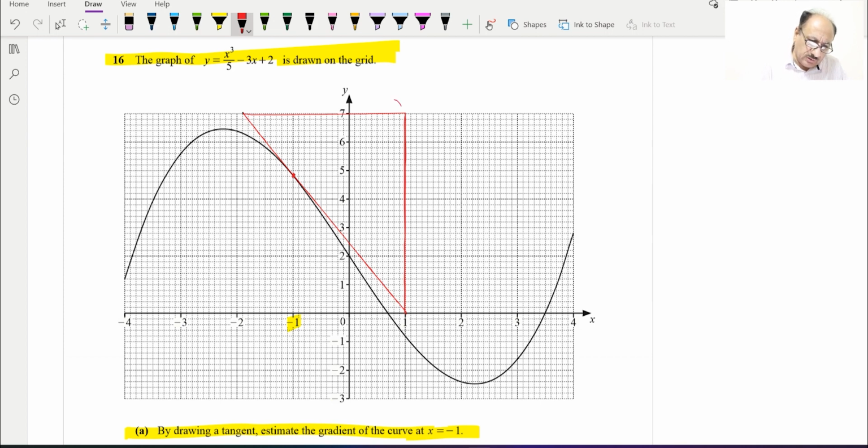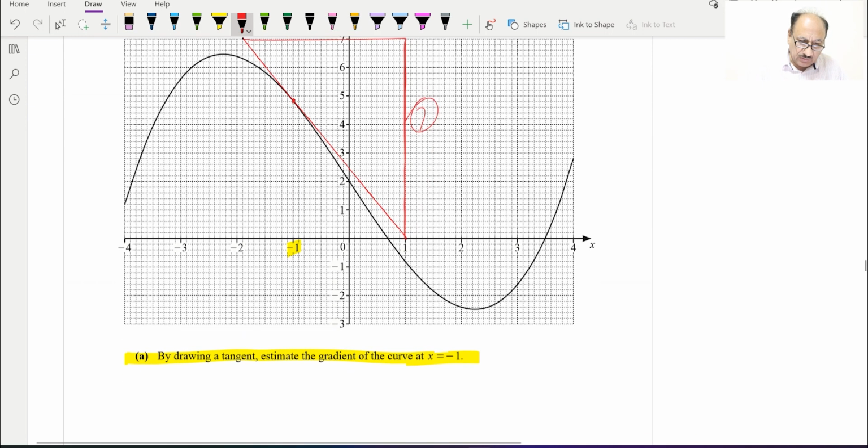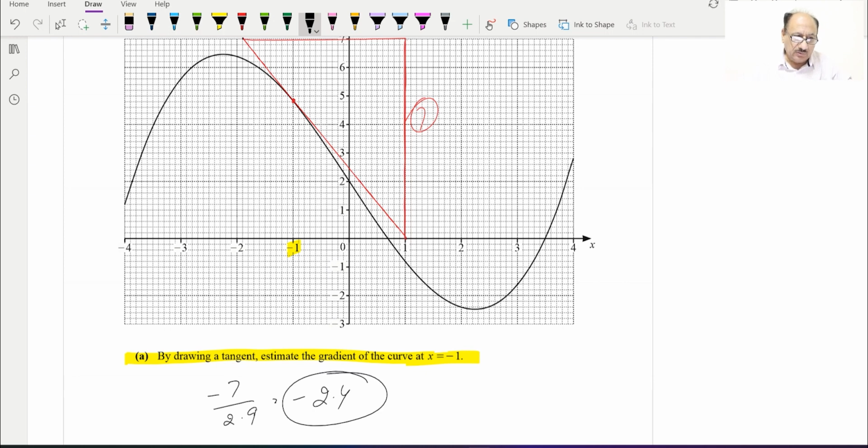And this side, if you check from here, 1, 2 and 2.9, so we can write this side is 2.9, and from this point to this point is 7, so this rise is 7. And the gradient is negative, sloping down, so we can write this as minus 7 over 2.9, and if we solve this, it will be minus 2.4, and this will be the gradient. You can solve it like a sample calculation.